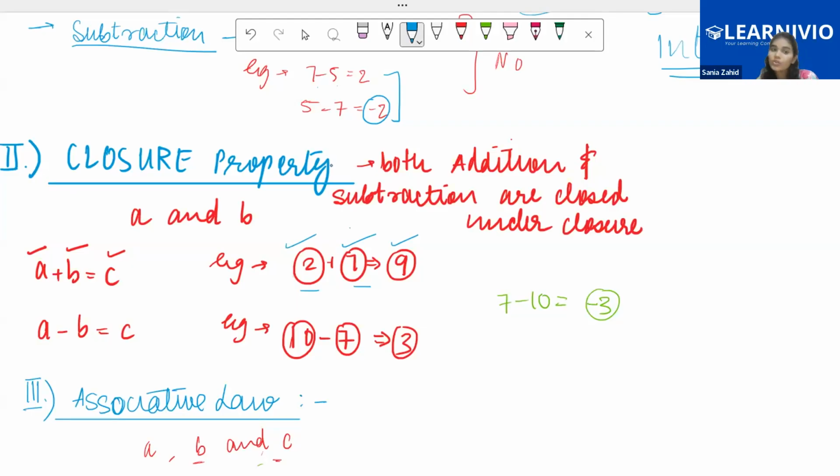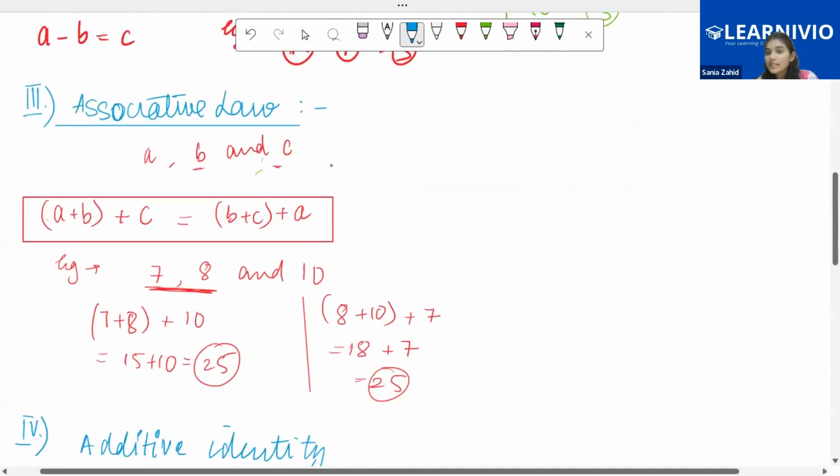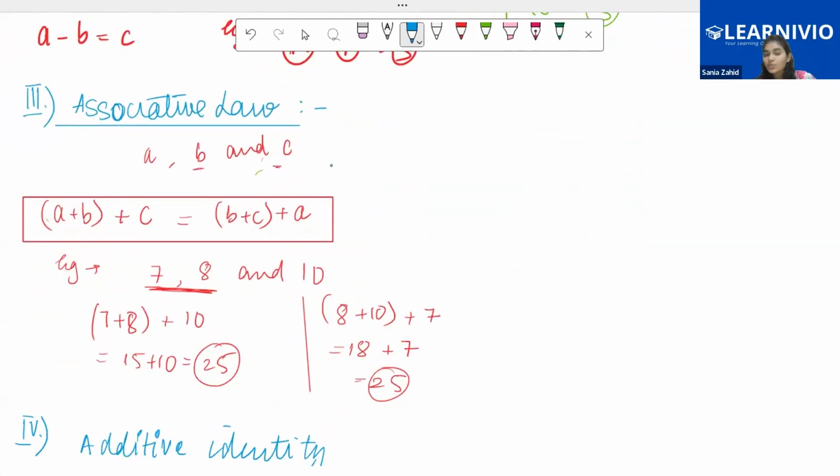Okay, good. Now we have the associative law. Now, what is the associative law? Again, it's very easy. Here you have three integers with you, A, B, and C. First, if I add A and B, and then I add C to it, or if I add B and C first and then I add A to it, I will get the same answer.